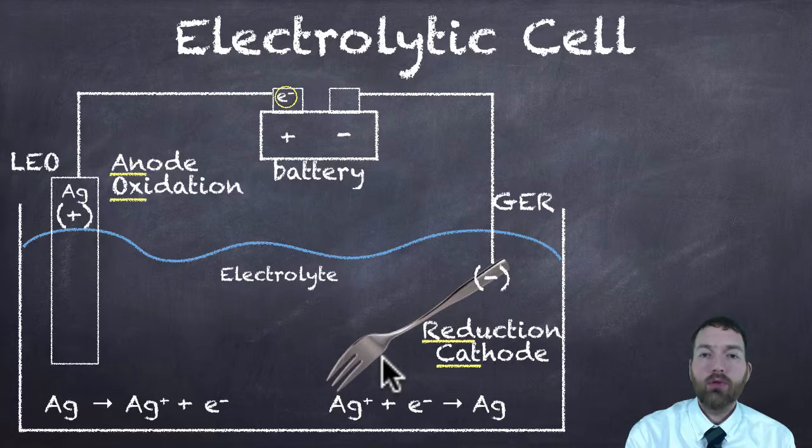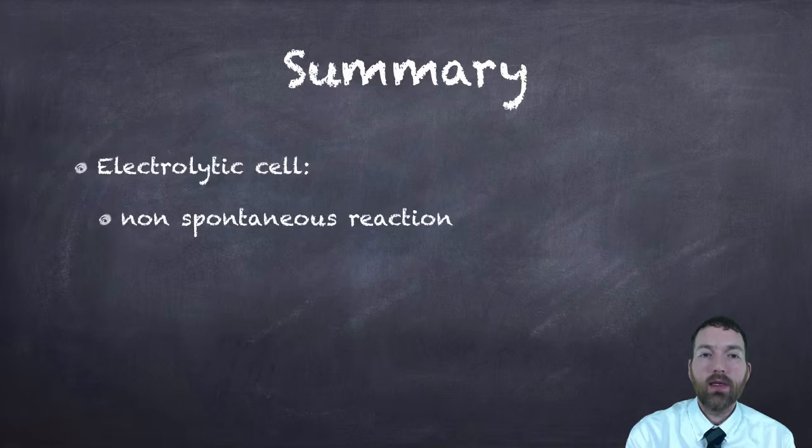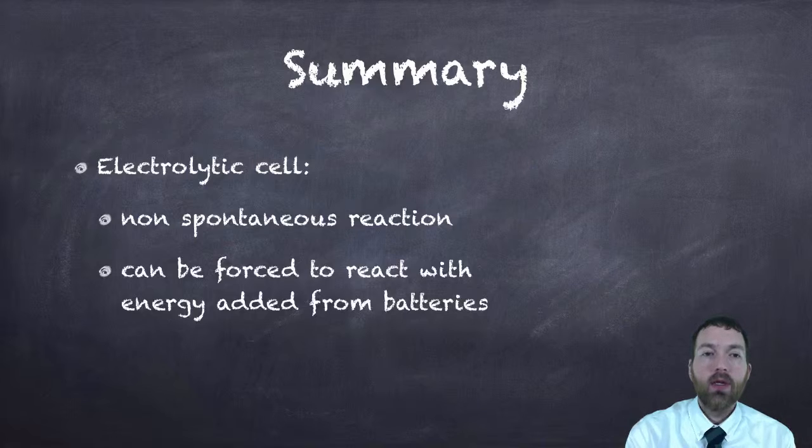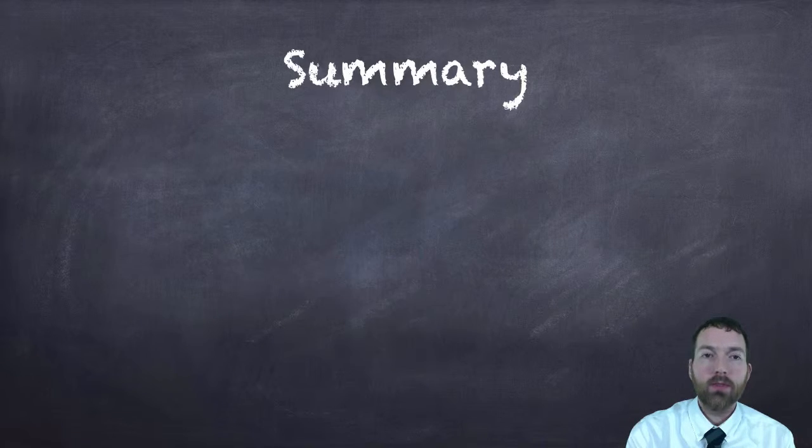You can put chrome on bumpers of cars or other metal parts that get chromed, all made with electrolytic cells. So in summary here, an electrolytic cell is a non-spontaneous reaction, but you can force it to react with energy added from batteries. And they convert electrical energy into chemical energy, unlike an electrochemical cell, which converted chemical energy into electrical energy. So it's kind of the reverse.